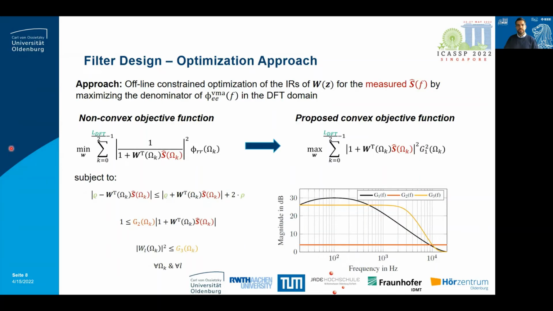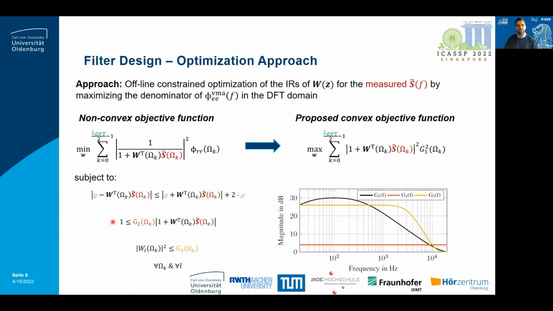Instead of minimizing this non-convex objective function, we propose an alternative formulation where we maximize the denominator of this equation in the DFT domain, leading to a convex objective function if we assume the controller W to be a single input multiple output FIR filter. Here, G1 denotes a frequency weighting function.